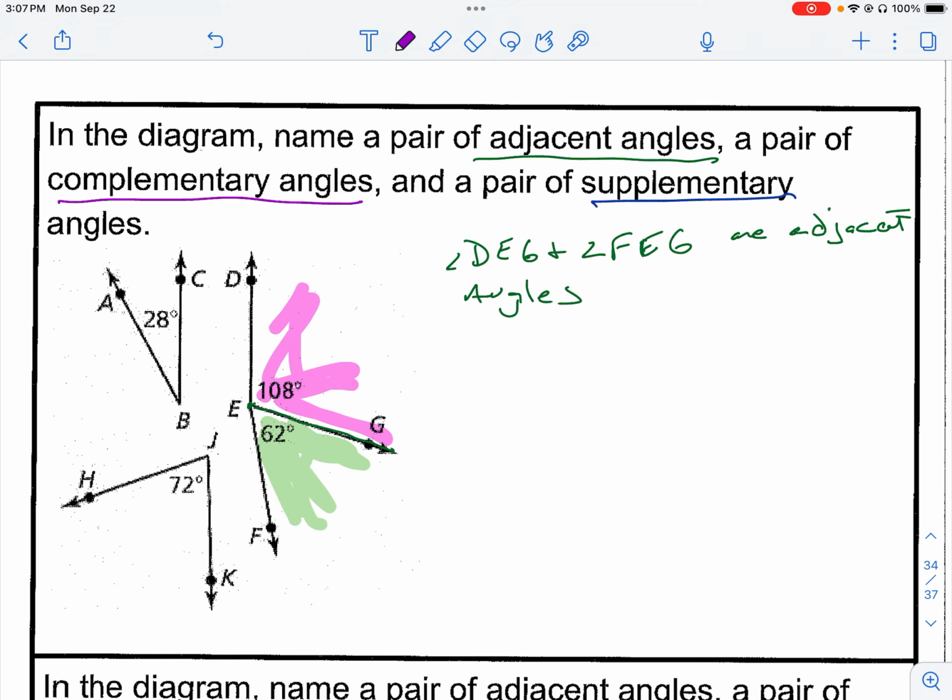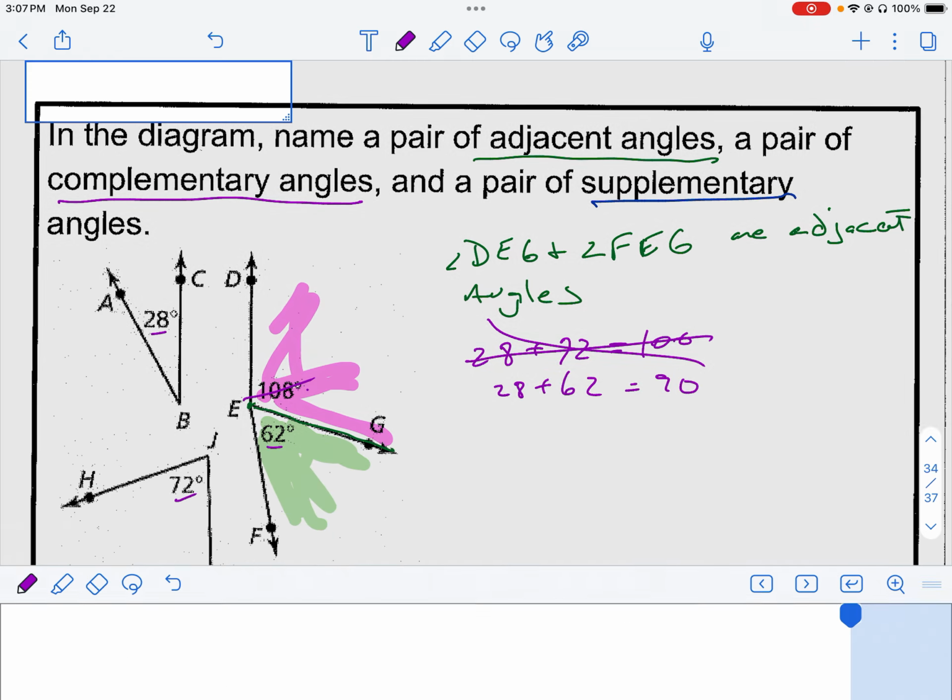So let's find our complementary angles. Complementary angles add up to 90. So we can eliminate that one right off the bat because it's already bigger. So I've got 28, 72, and 62. 72 and 62 is 134. That's not a thing. So let's see. 28 plus 72 is going to equal 100. Nope. So 28 plus 62 equals 90.